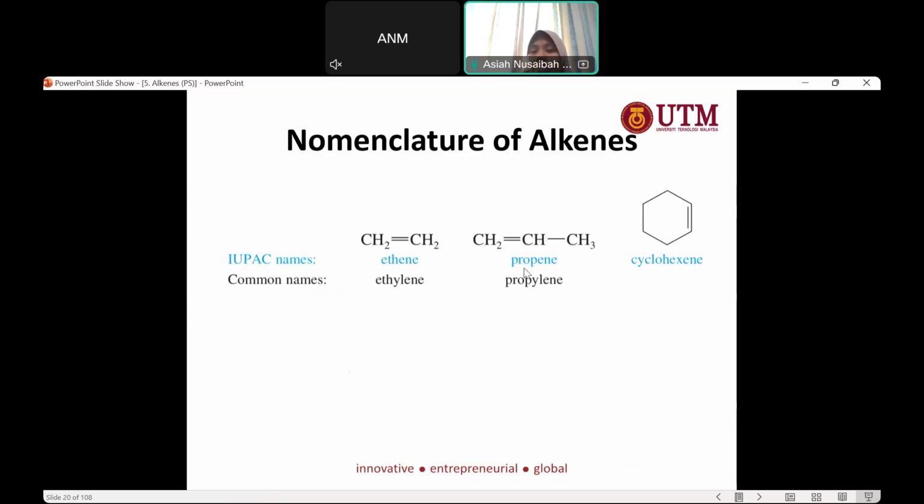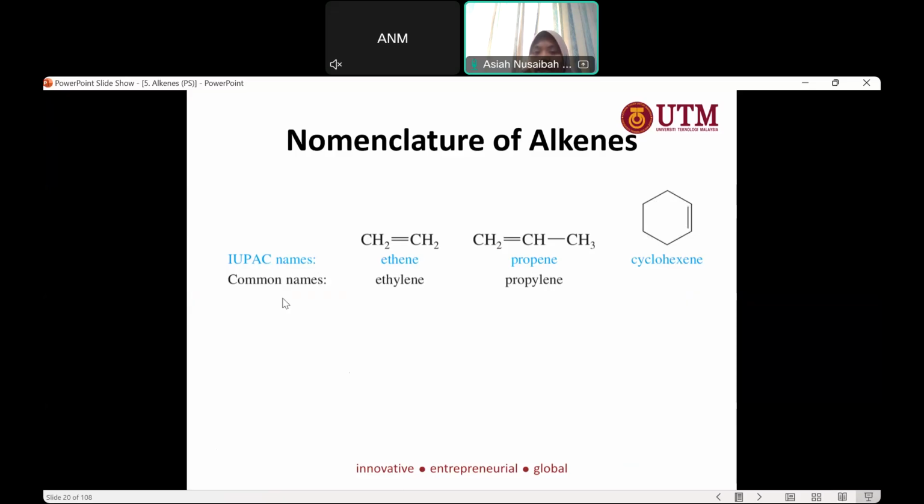Prop means 3C, and then ended with ENE, which means it's an alkene having a double bond. So here we have propene as the IUPAC name. The third structure here is a cyclohexene because it's in cycle form and there are 6 carbons, so hex, and then there is a double bond, so it's an alkene, so we ended it with ENE. So we have cyclohexene. That's the IUPAC name.